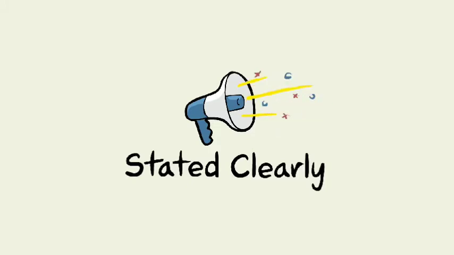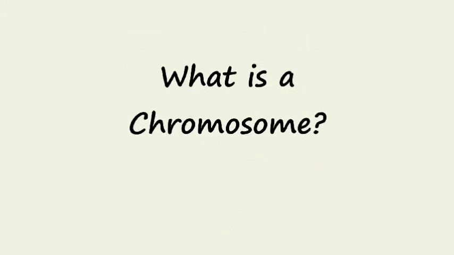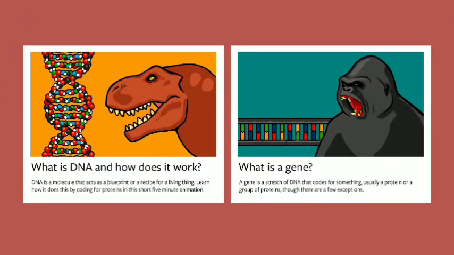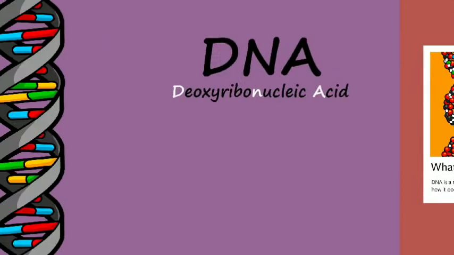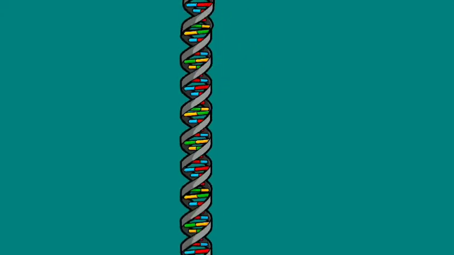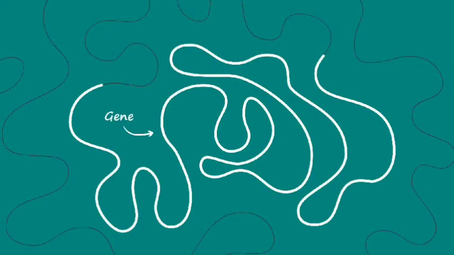Stated Clearly presents: What is a chromosome? In previous animations, we learned that DNA is a spiraling chain-like molecule made up of 4 different types of nucleotides. Scientists have labeled them A, C, T, and G. We also learned that a gene is a long stretch of DNA, a specific sequence of A's, C's, T's, and G's that code for something.